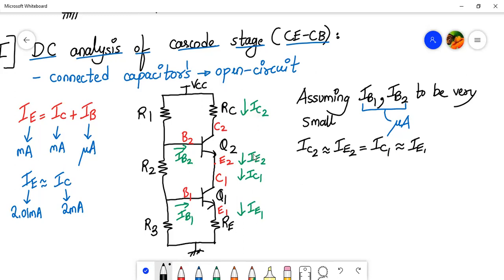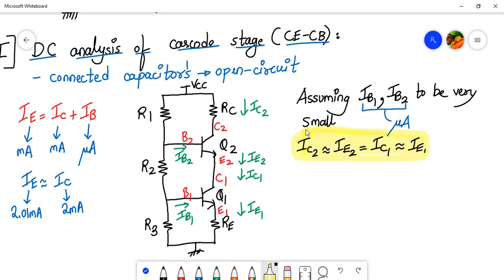That means IC2 is the same as IE2, which is the same as IC1, which is the same as IE1, which is very, very important. Many a time while solving numericals, people get confused in this. So at the start only, we are making this very clear that all the collector and emitter currents will be the same in a cascode amplifier, provided this assumption holds.